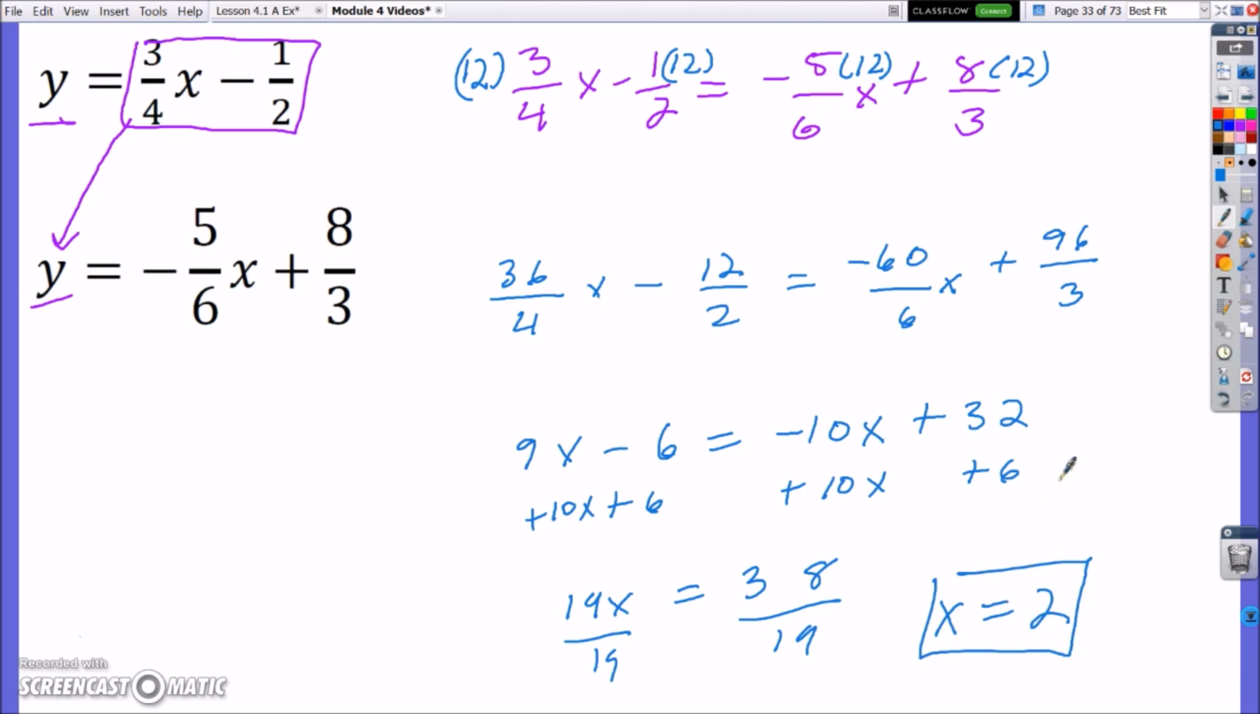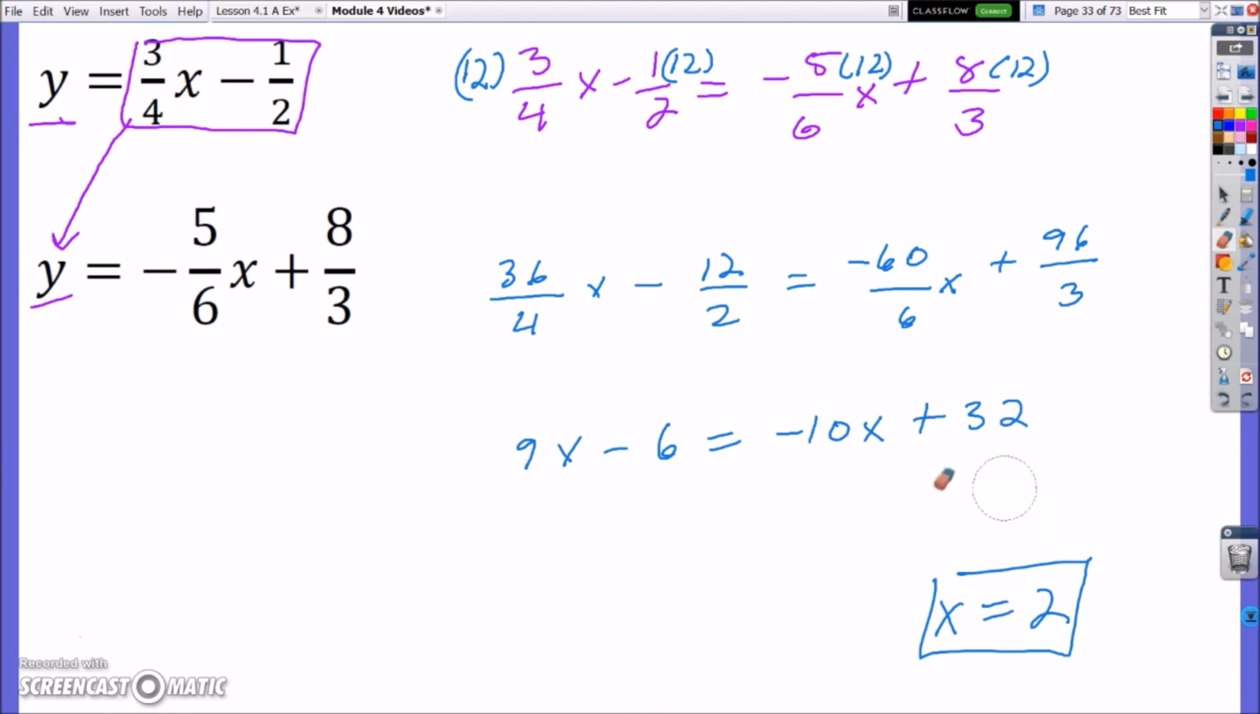That's awesome. So now what I can do is plug into any one of these equations. So I want you to think about it. Would it be easier to plug x equals 2 into one of these original equations, or would it be easier to plug it into one of these two equations? In my personal opinion, I would choose one of these two equations. So let me show you how I would do that.